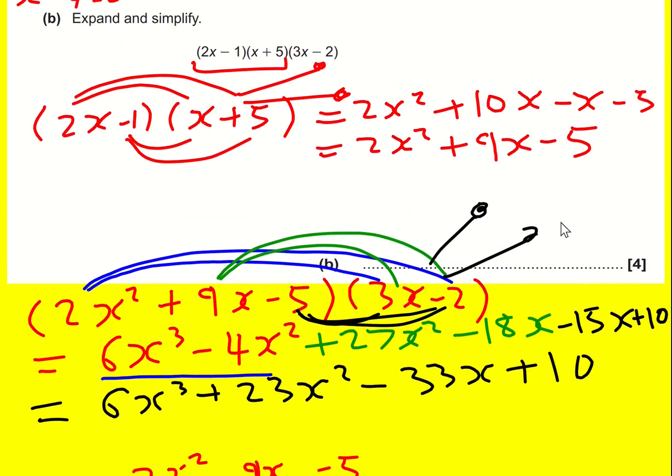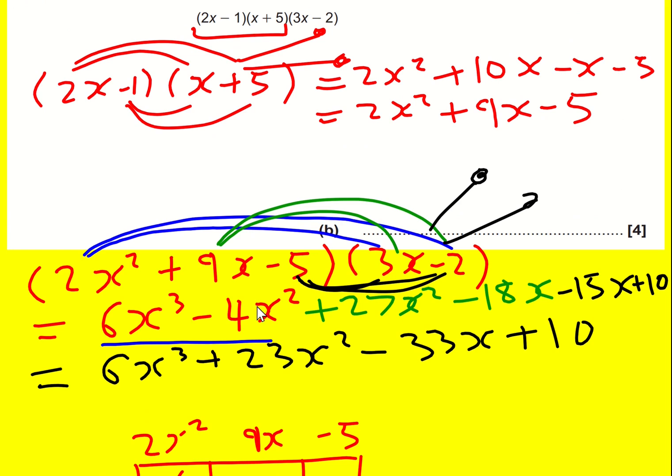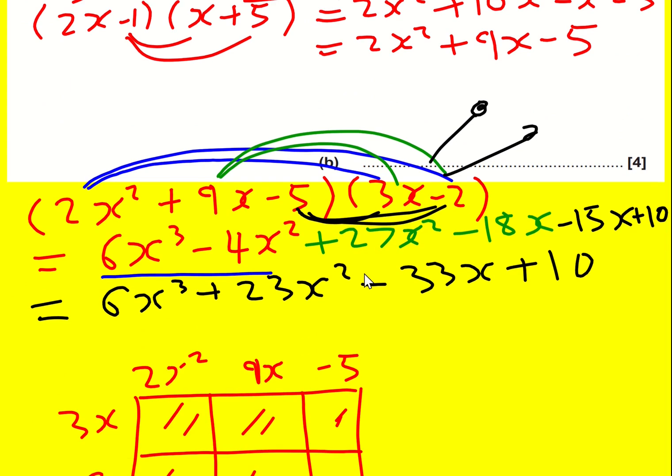There are other ways of doing it. You could expand the second bracket out first. You might do your crab claw slightly differently to how I've done it. But at the end of the day, this is the correct answer.